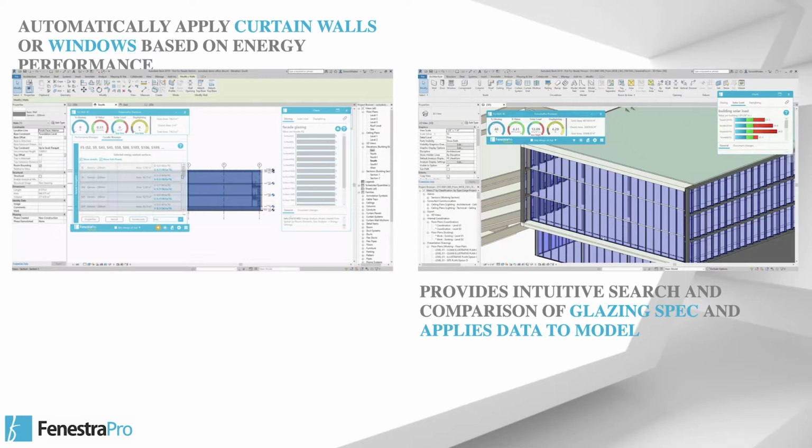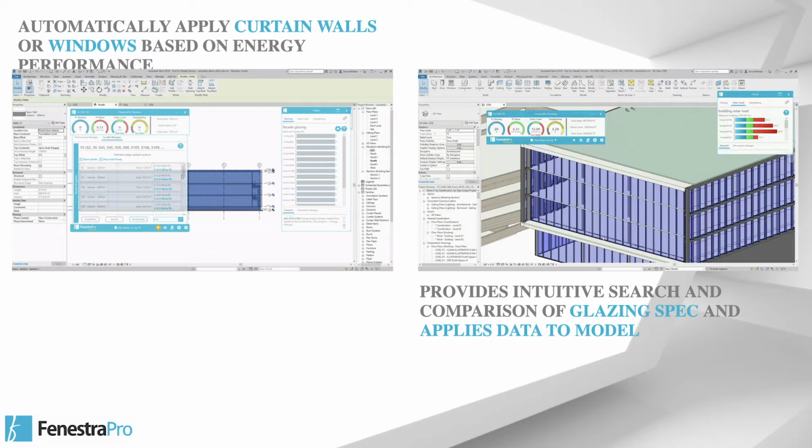Intuitive search and comparison of glazing specs. We've been lucky enough in the past couple of years, past year really, to enter into partnerships with two really big glass companies, Vitro Glass and Guardian Glass in the United States. They've recognized that to get their product spec'd earlier within the design of the building means that spec will stick through the design process, allowing the architect to spec their products based on the performance values.